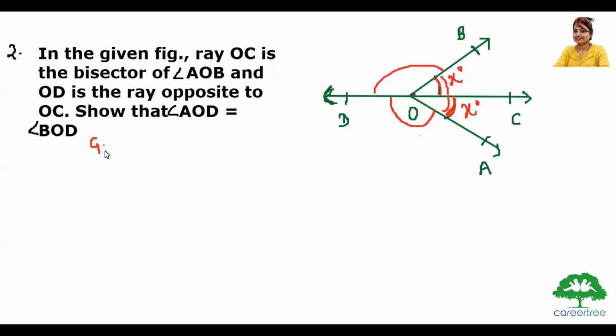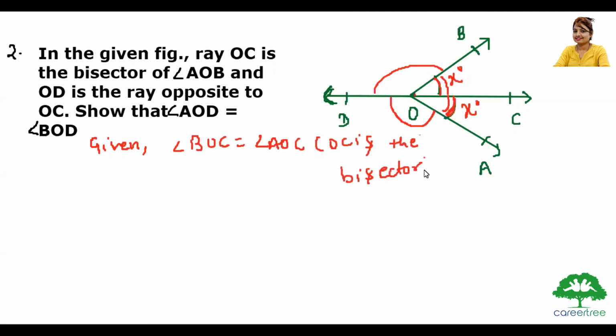So first we will write the given information. Given: angle BOC equals angle AOC, since OC is the bisector. Now we have to prove angle AOD equals angle BOD. Now we will write the proof. Again we will use the straight line property.